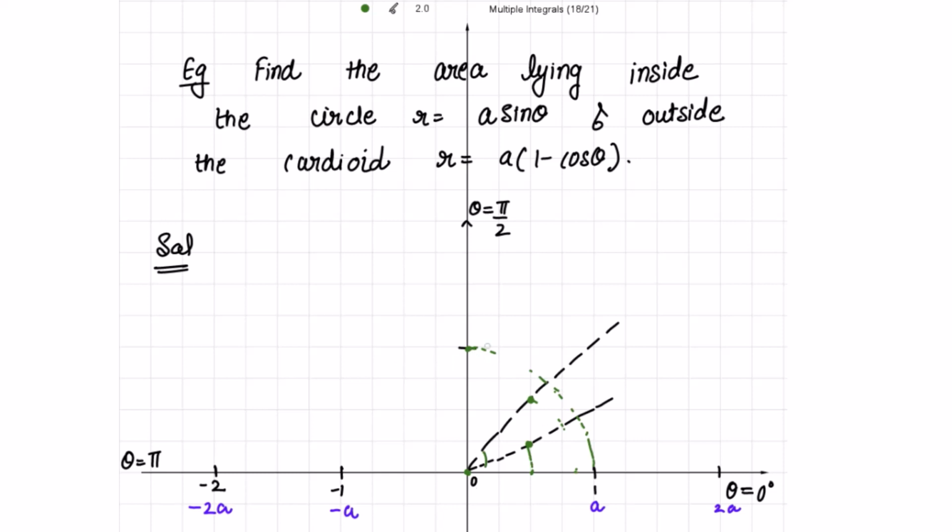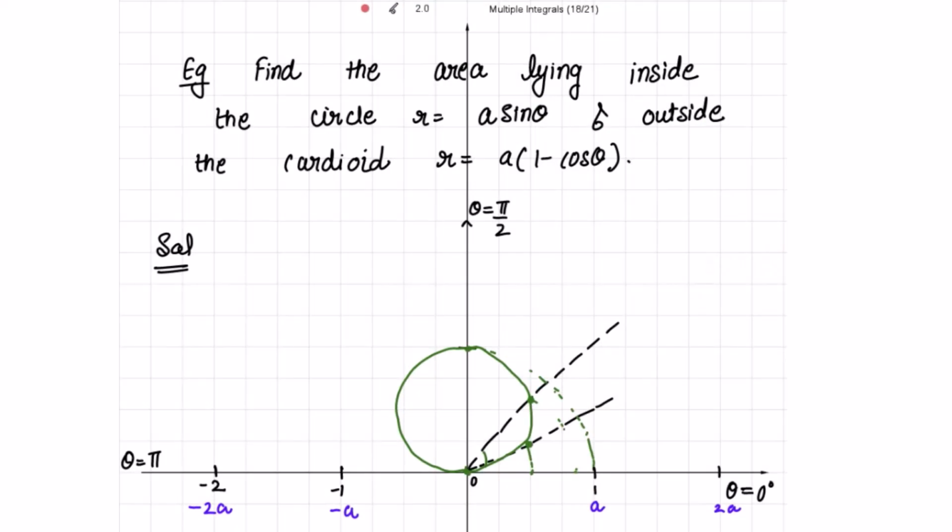So let me draw the circle, and symmetry I already get because it is symmetrical about theta equal to pi by 2. So I'm drawing the circle. Hope so it will draw well. Okay, I'm drawing the circle. This one, and by symmetry. All right. Not bad. Okay, now let's draw the cardioid.